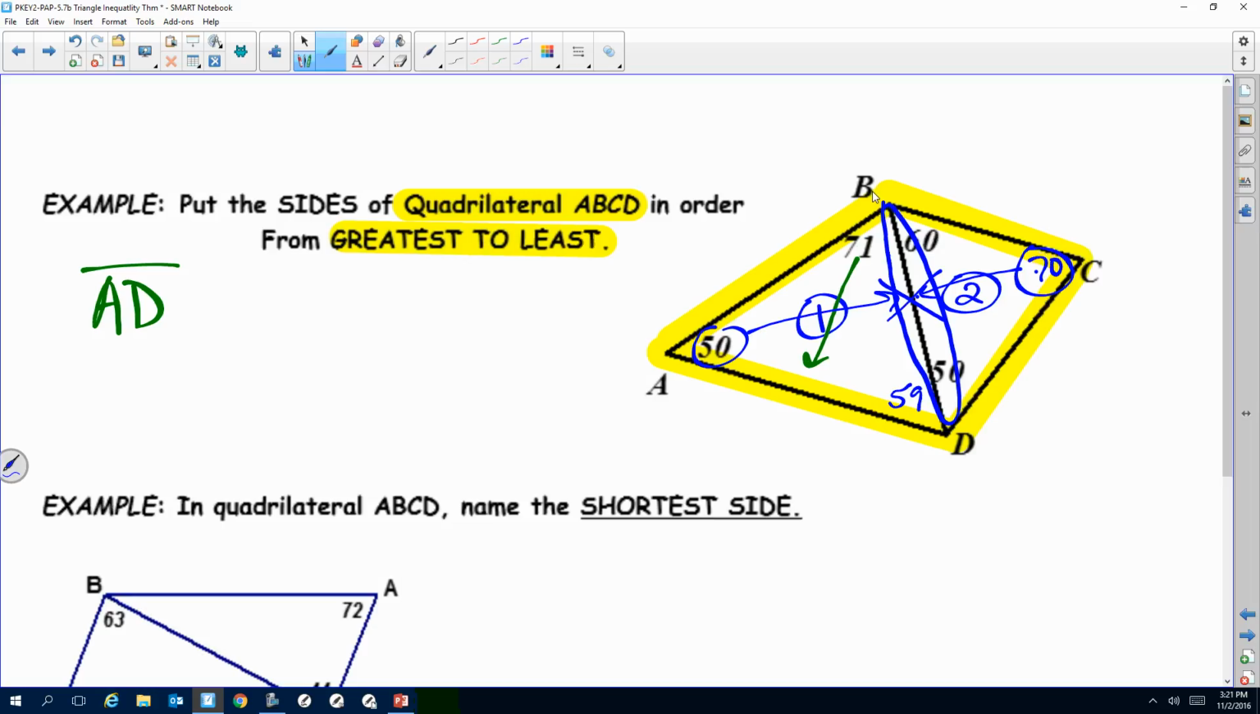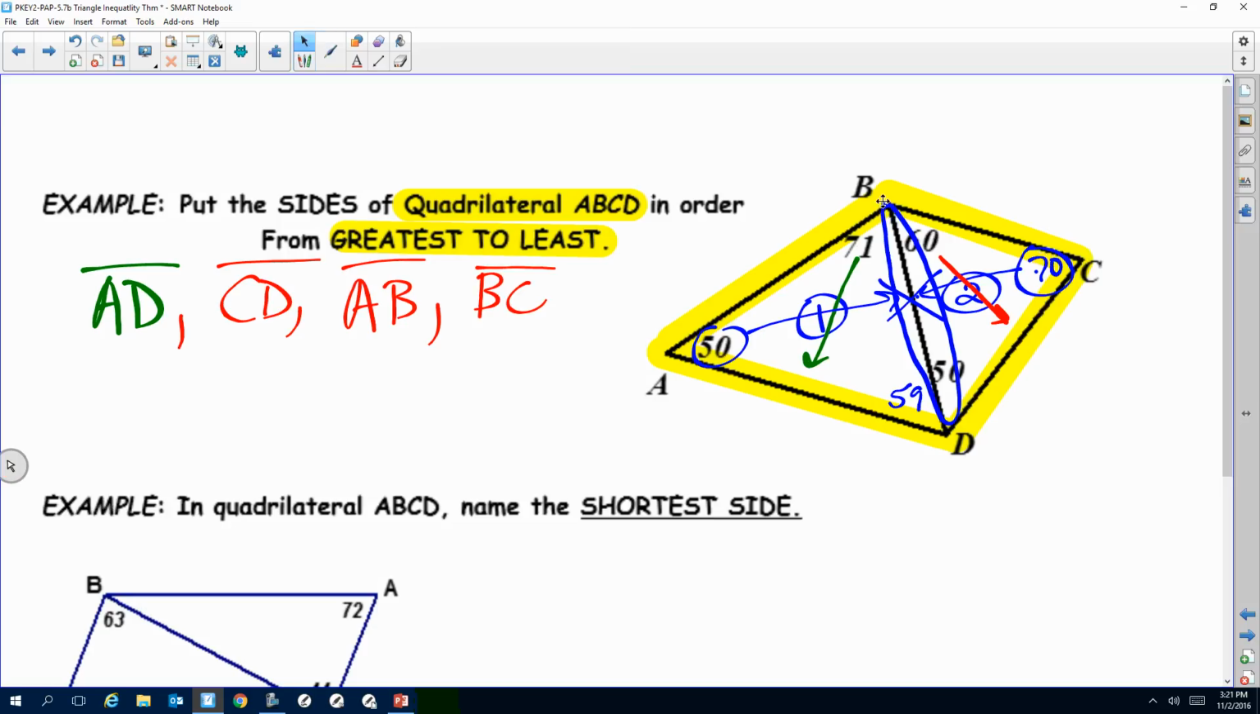That would be the 60. So 60 is opposite CD in the triangle, which is also a side in the quadrilateral. So we're just ordering it from greatest to least. So from 62, 59, and that would be AB, and then the last, BC. Okay?